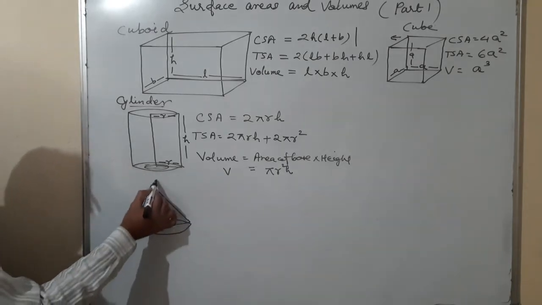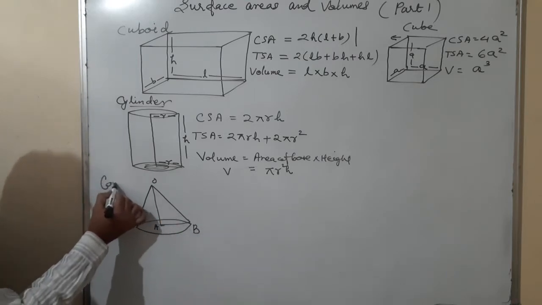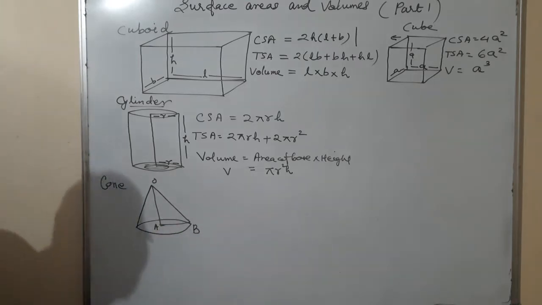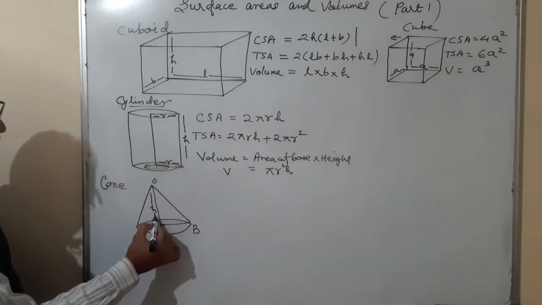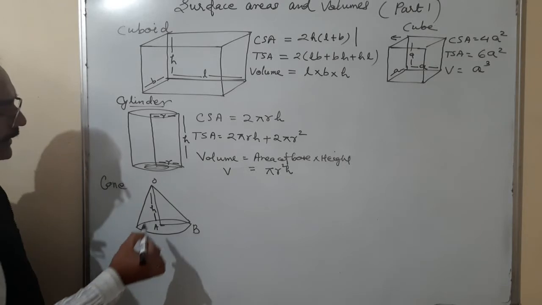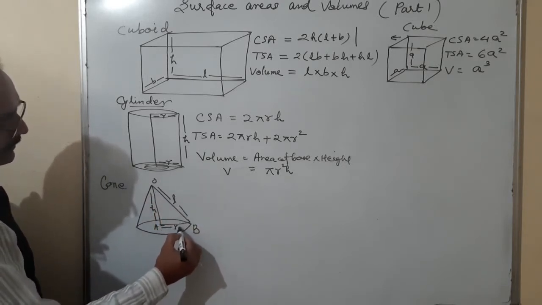Cone. OAB. This figure is a cone. In a cone, there are two heights. One is this height, generally denoted by h. The second is L, which is called the slant height. And this is r.